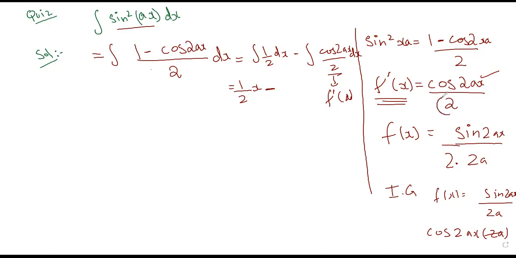Yes. And we had a 2 in this denominator. So to have this 2 in the denominator, you must have a 2 in your actual function as well. So this is how we ended up getting sine 2ax by 4a basically. So this is going to be your integral, plus c. Do you understand this concept? Are you sure?